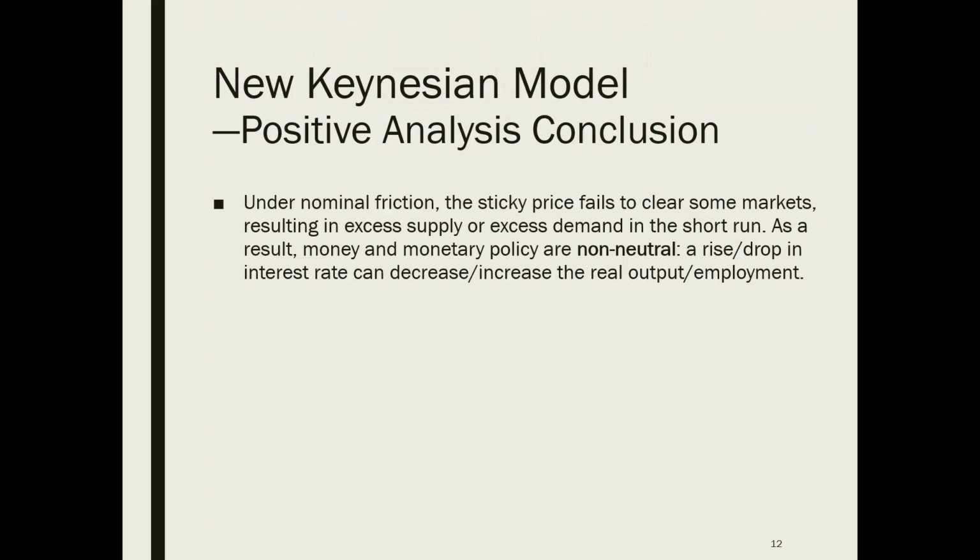Now let's summarize everything we have done in the previous slides in plain language. Under the key assumption of the New Keynesian model, the sticky price fails to clear some markets, so there will be excess supply or excess demand in the short run. As a result, money and monetary policy are non-neutral. A rise or drop in interest rate can decrease or increase the output and employment.